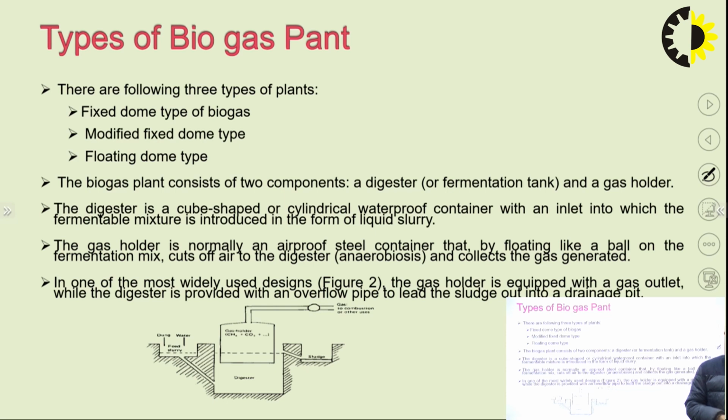The digester is a cube-shaped or cylindrical waterproof container with an inlet into which the fermentable mixture is introduced in the form of a liquid slurry. And the gas holder is normally an airproof steel container that floats like a ball on the fermentation mix, then cuts off air to the digester, that is, anaerobic conditions, and collects the gas generated.